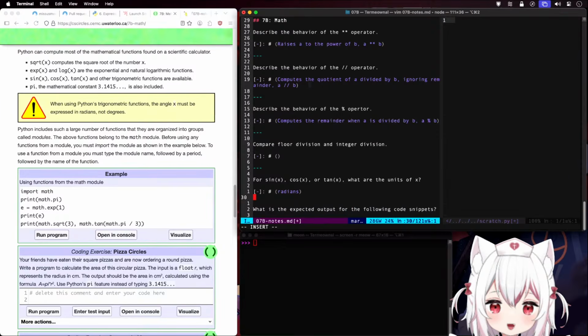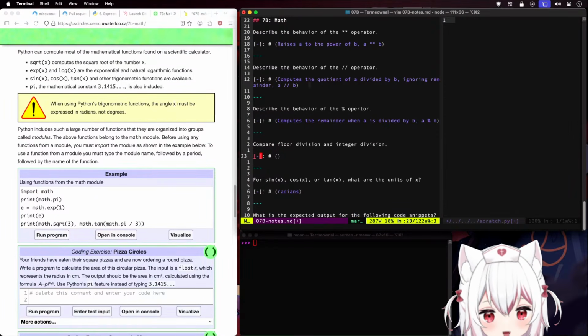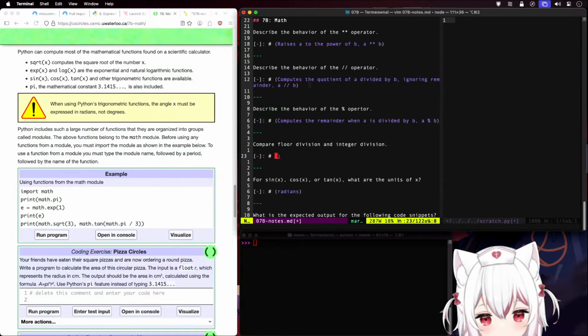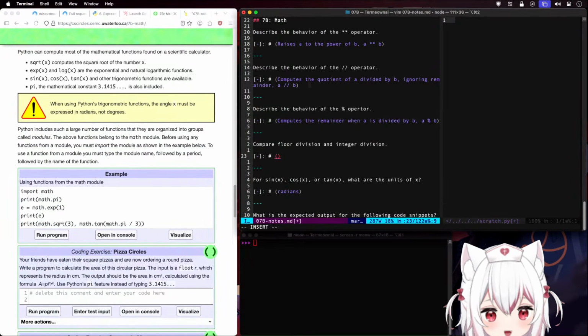This seems oddly specific, but I feel like this is one of those factoids that's gonna come to haunt me later in life. Compare floor division and integer division. Floor division always rounds down. Integer division rounds closer towards 0.